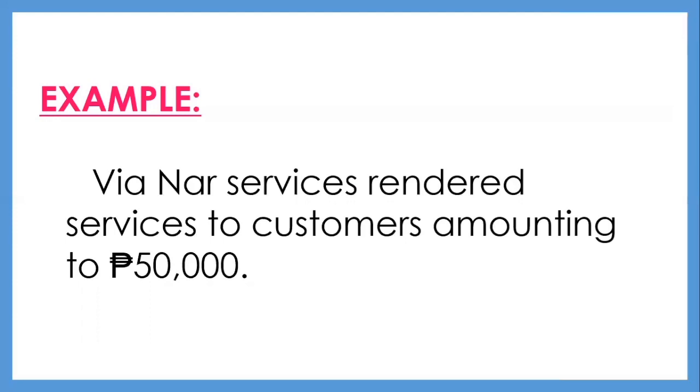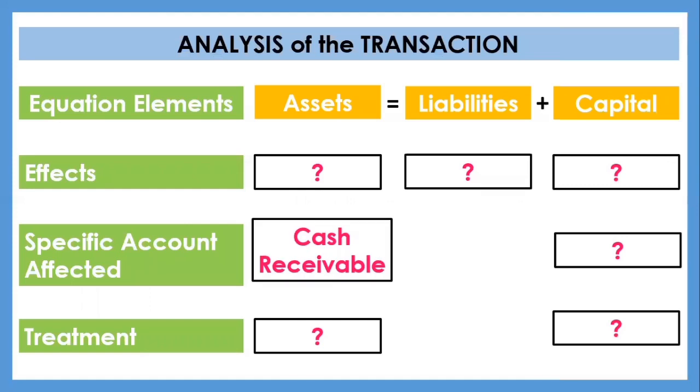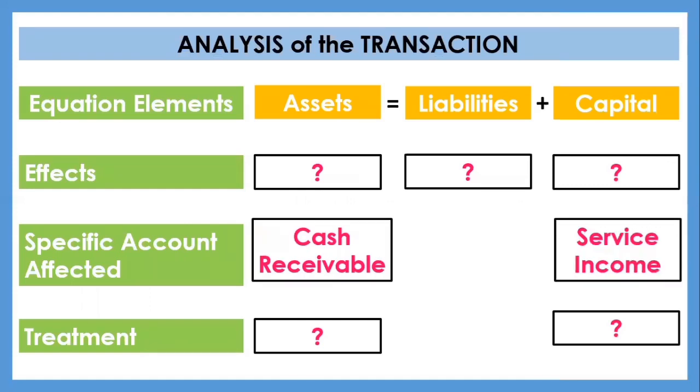Now, the first step in analyzing our transaction is to determine the specific accounts involved. Based on our problem, as you can notice, there are two types of accounts involved. First is cash receivable, and second, we have service income. Why cash receivable? It's because the company rendered services to its customers amounting to 50,000 pesos.